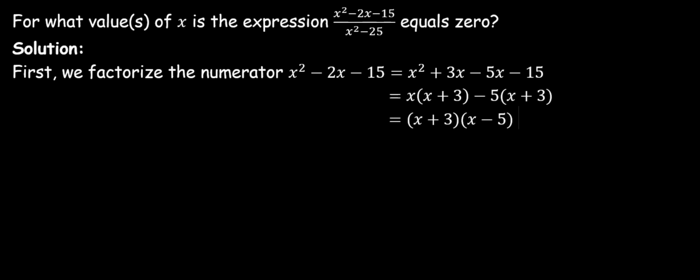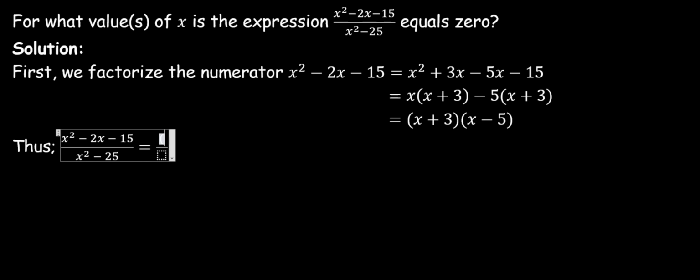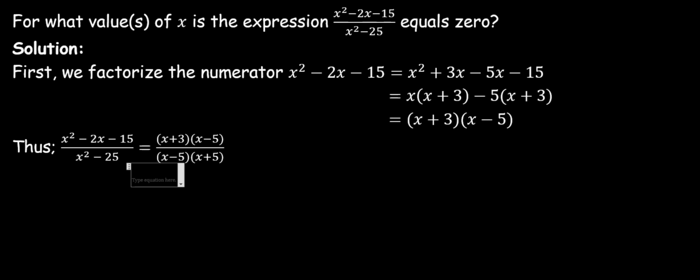We can now easily say that our given expression, x squared minus 2x minus 15 divided by x squared minus 25, will be equal to (x plus 3) into (x minus 5), divided by the denominator. If you look at the denominator, it's a difference of two squares, that's x squared minus 5 squared. So you will be left with (x minus 5) into (x plus 5). And if you observe carefully, x minus 5 will cancel out. So you'll be left with x plus 3 at the numerator and x plus 5 at the denominator.